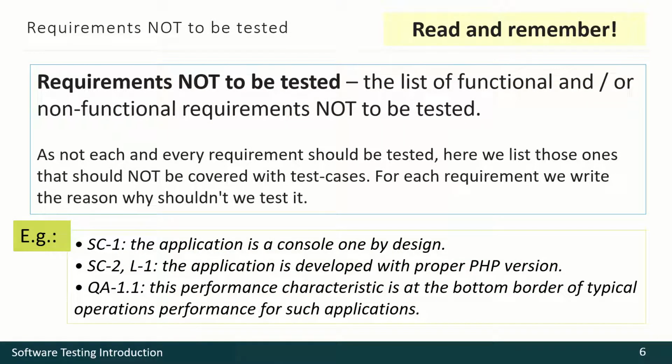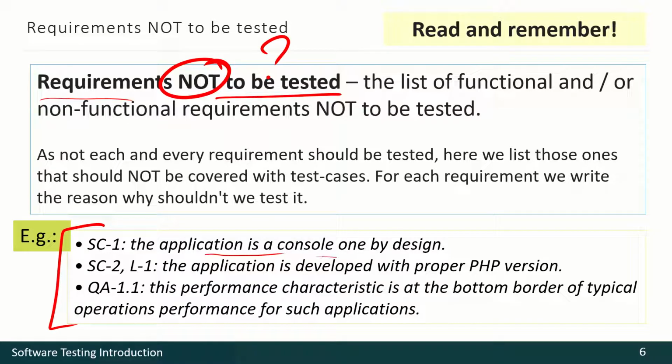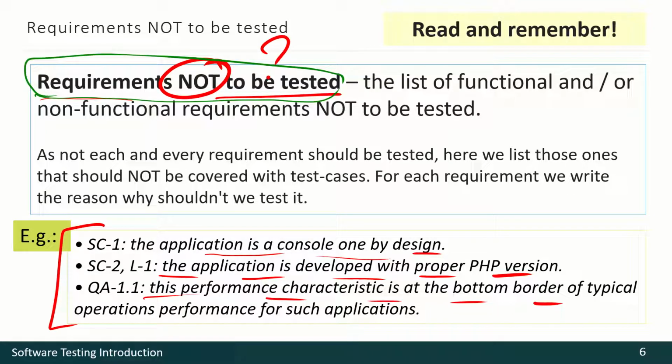And an even more important section is requirements not to be tested. Why so? As you can see here in the example, there is always a reason why we shall not test one or another requirement. But we absolutely should mention that this section should be presented in most test plans in order to avoid negative surprises for the customer or for a team.